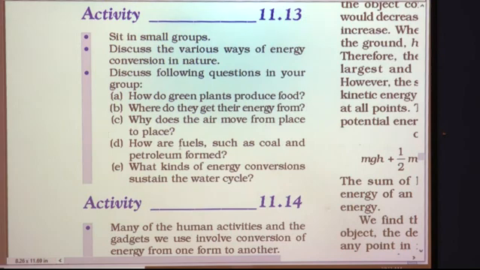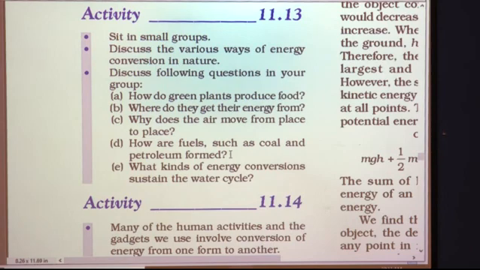Next question is, why does the air move from place to place? What do you feel? Why does the air move from place to place? That is actually because it also gets an energy which is called wind energy, because the sun heats the surface of the earth unevenly. As you know, uneven heating of the surface of the earth takes place by the sun.